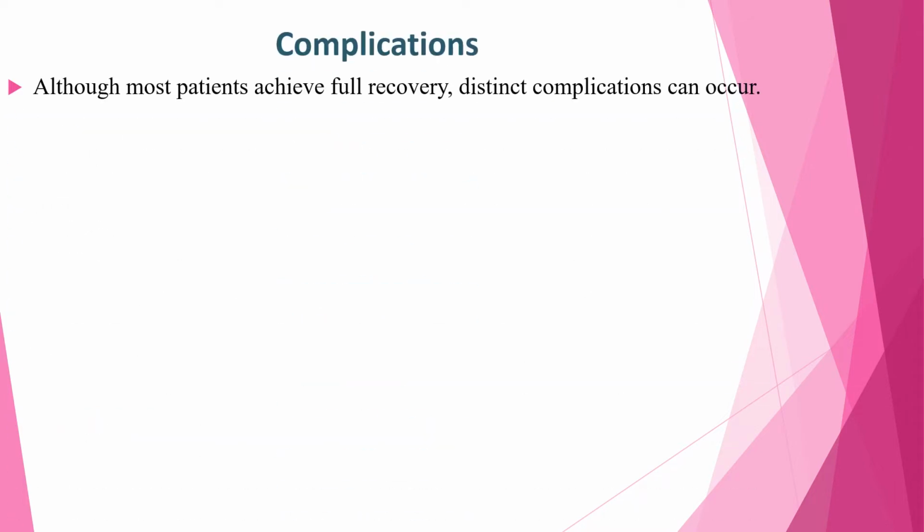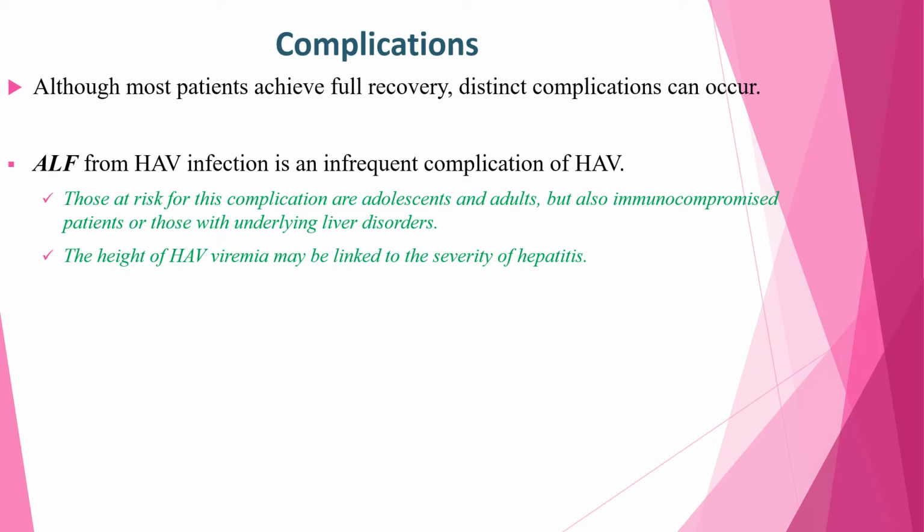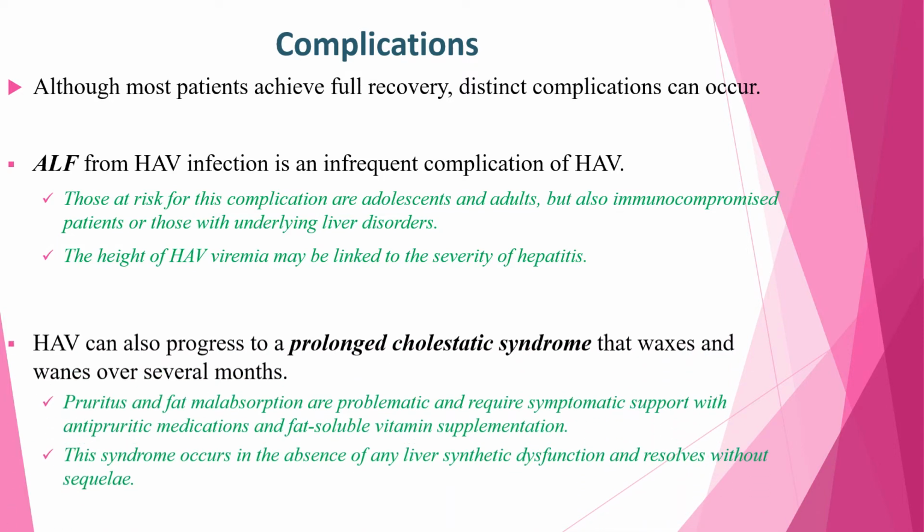When we look at complications of hepatitis A virus, although most patients achieve full recovery, distinct complications can occur. Acute liver failure from hepatitis A virus infection is an infrequent complication, and those at risk for these complications are adolescents and adults, but also immunocompromised patients or those with underlying liver disorders. The height of hepatitis A virus viremia might be linked to the severity of the hepatitis.